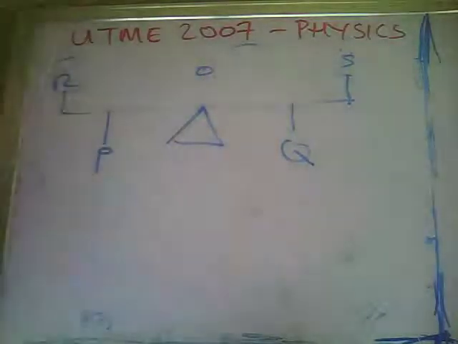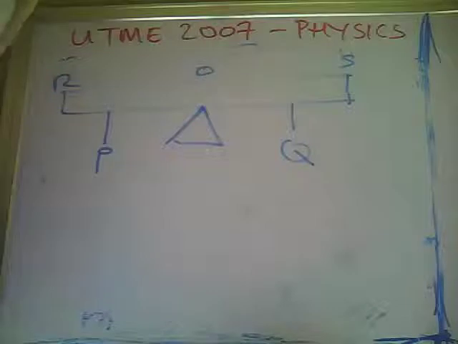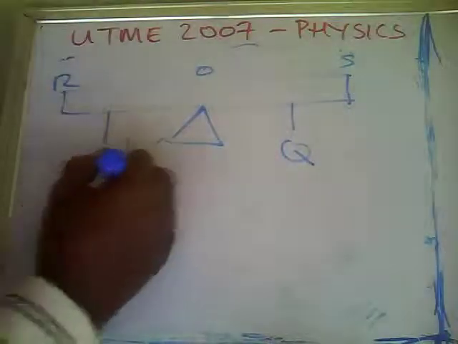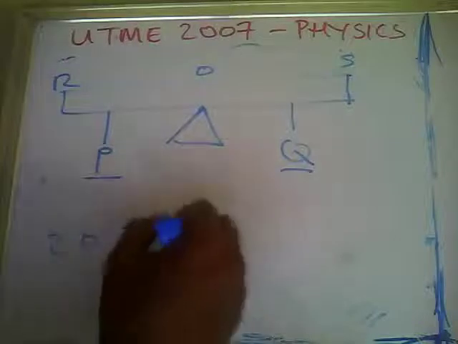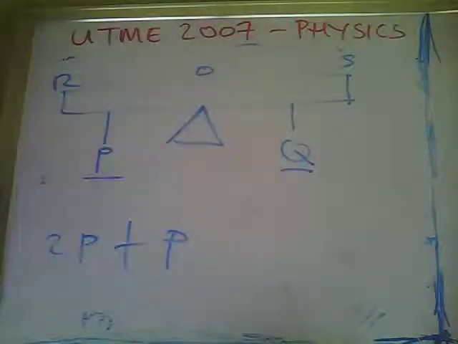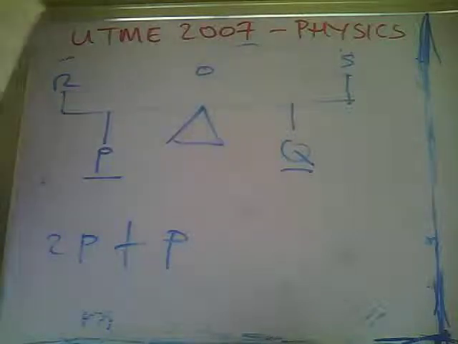The plank is in equilibrium with the weights P and Q. If a weight 2P is added to P, the plank will be in equilibrium again by, it's a very good question. If a weight 2P is added to P, the plank will be in equilibrium again by, now look at the question. A, moving Q nearer to O.